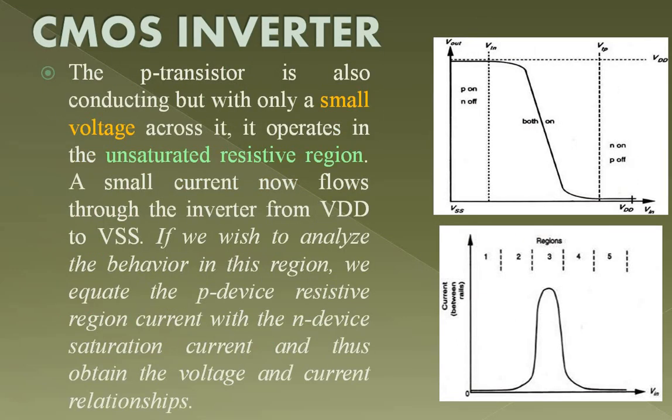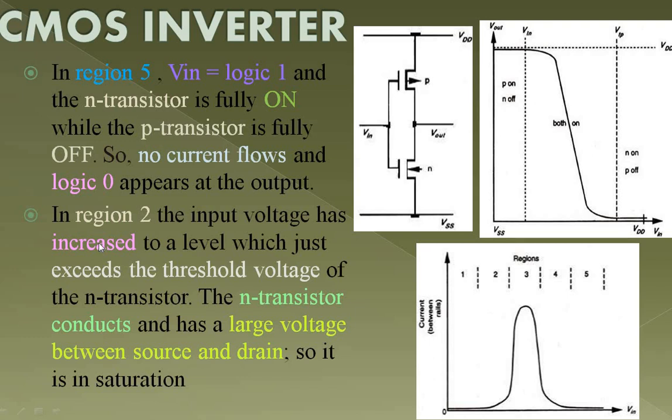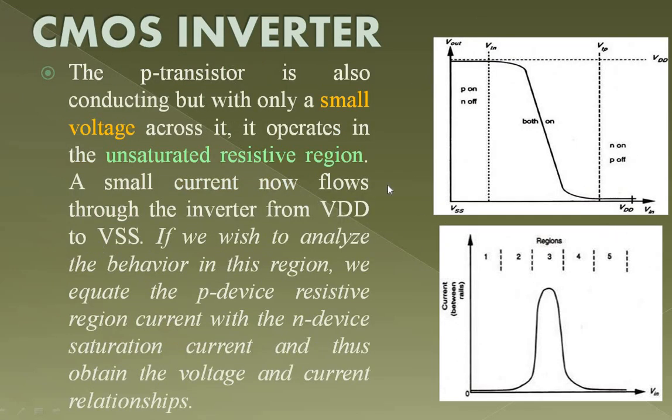If I am going for region 4, what happens over there? Here we will be giving a voltage which just exceeds the threshold voltage of the PMOS transistor, and the NMOS transistor will also be conducting with only a very small voltage. In region 4, your PMOS transistor will be in the unsaturated resistive region. So these regions 2 and 4 will be similar.